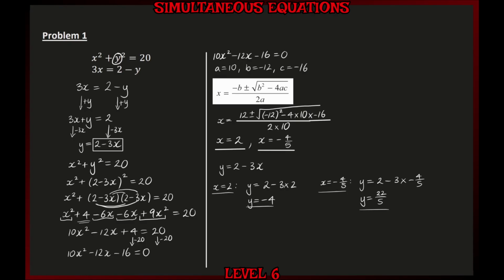So our final solution to problem 1 is x equals 2, y equals minus 4, and x equals minus 4/5, y is equal to 22 over 5.